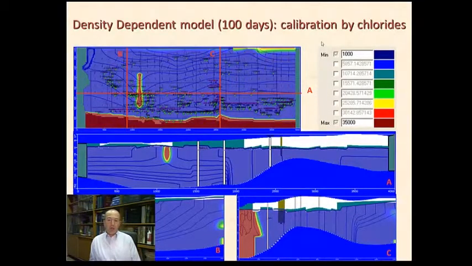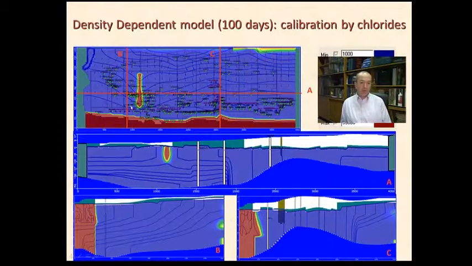We realized the density-dependent model using the chlorides as a calibration target. The chlorides are very easy to identify and to analyze in groundwater, and of course they are very representative of the marine intrusion and the possible water losses from the sea canal. So we divided our density-dependent model in two steps.